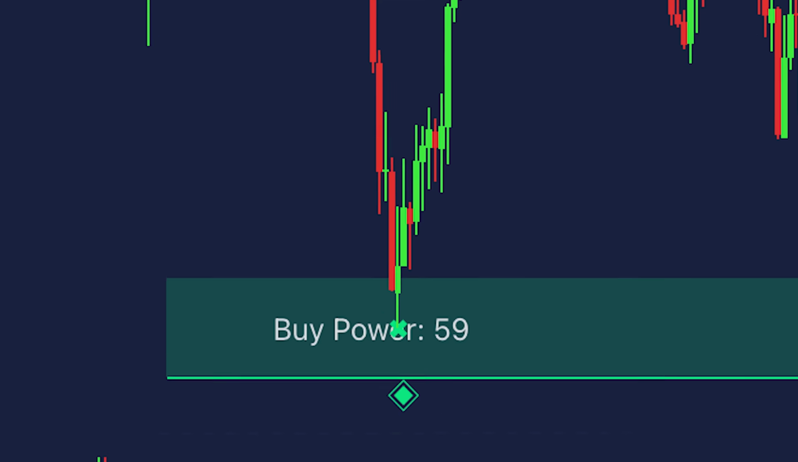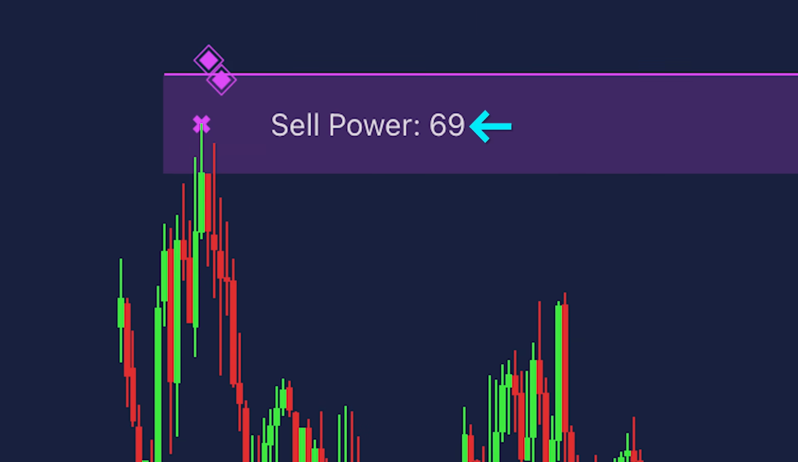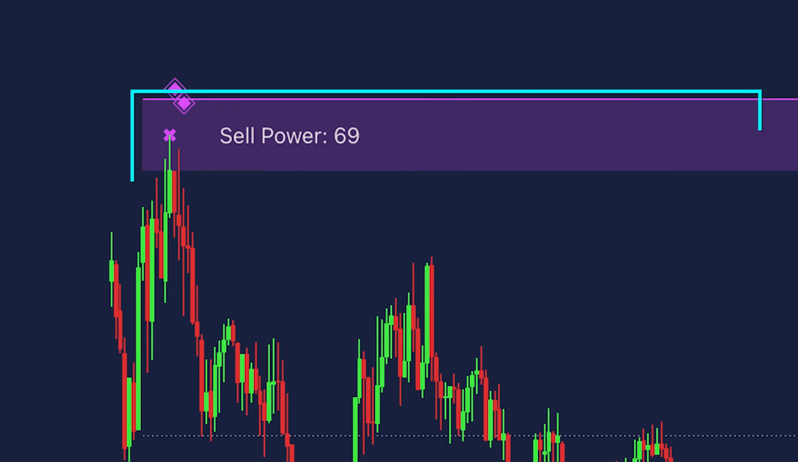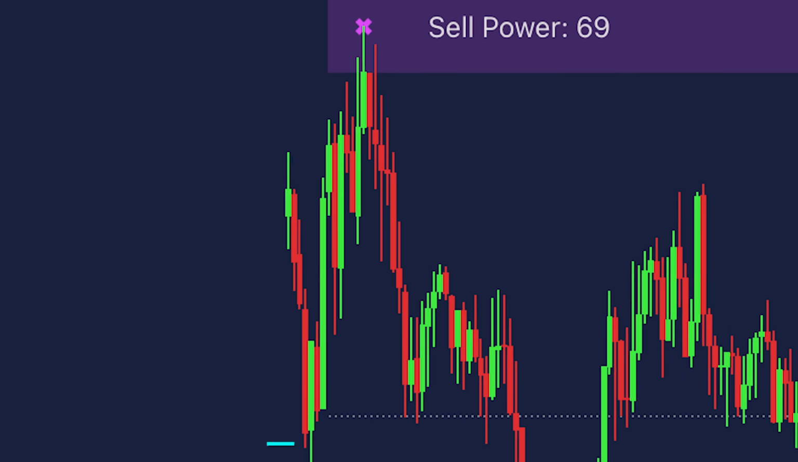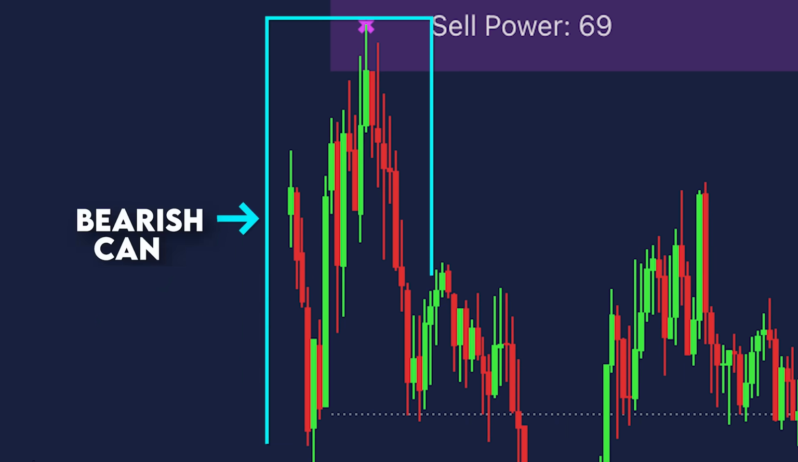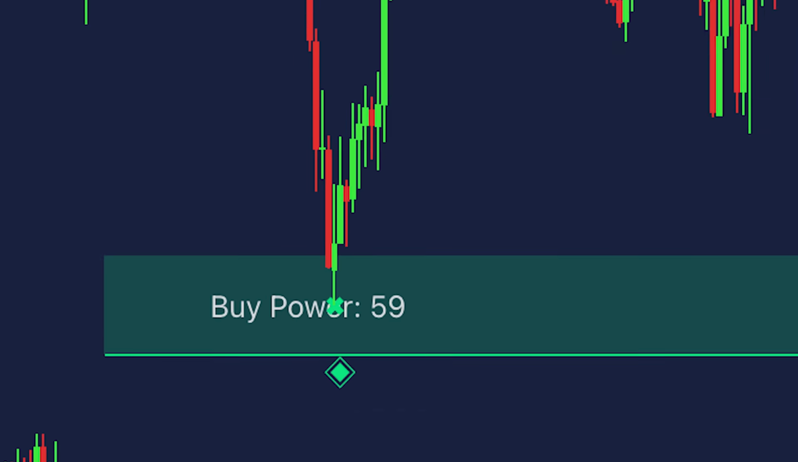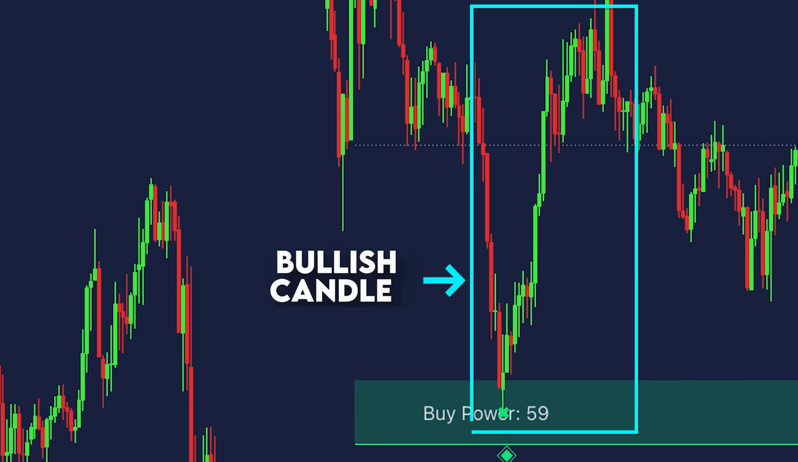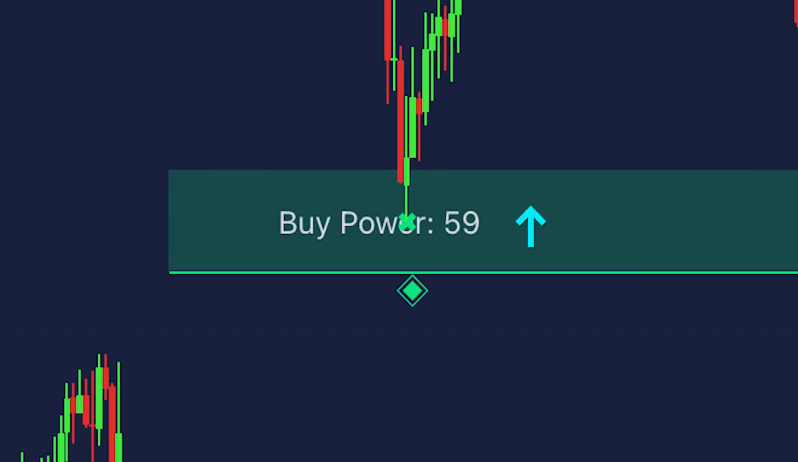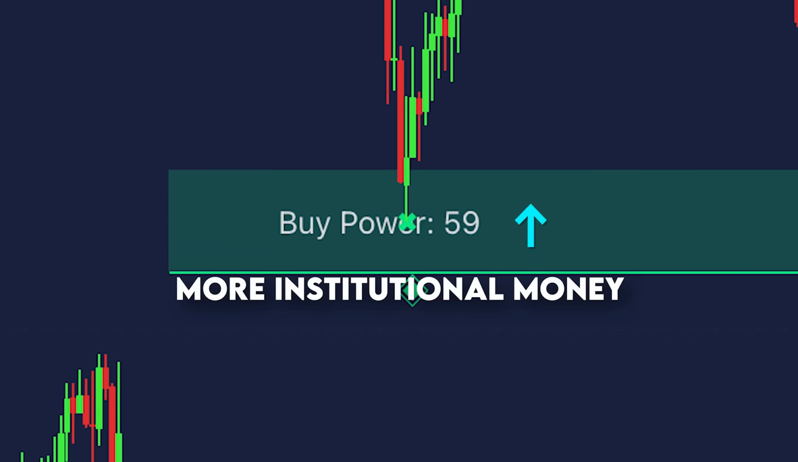But where it gets supercharged is the buy and sell power calculations. Within the upper resistance zone, the indicator calculates sell power based on the number of bearish candles and their intensity. And within the lower support zone, it calculates buy power based on bullish candles and institutional participation, which means the higher the percentage, the more institutional money is committed to that zone.